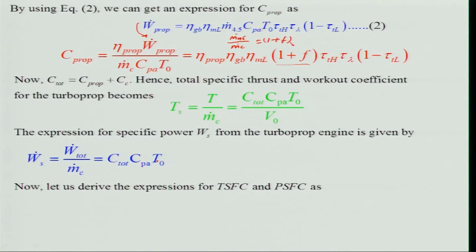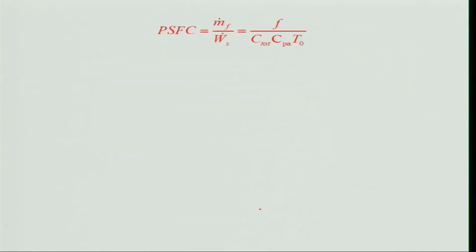Let us derive an expression for TSFC and PSFC. TSFC will be F into V naught divided by C total Cpa T naught, and this is the same as what we had done for the ideal engine, the ideal cycle analysis. PSFC will be a similar thing, the only difference being m dot f divided by the specific power produced by the engine in total. So that will be f divided by C total Cpa T naught.